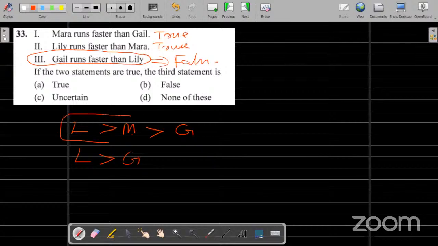The conclusion that I am getting from the first two statements is Lily runs faster than Gail, or Gail runs slower than Lily. And it is given that Gail runs faster than Lily. That is not correct. Lily runs faster than Gail. That is correct. So the third statement obviously must be wrong.